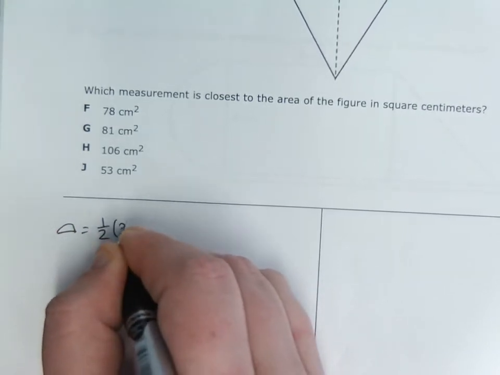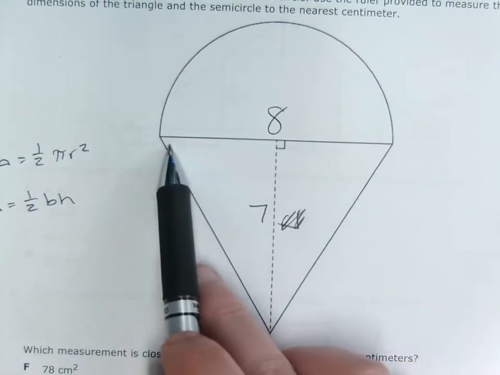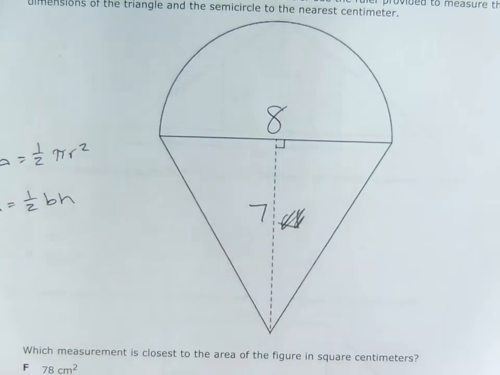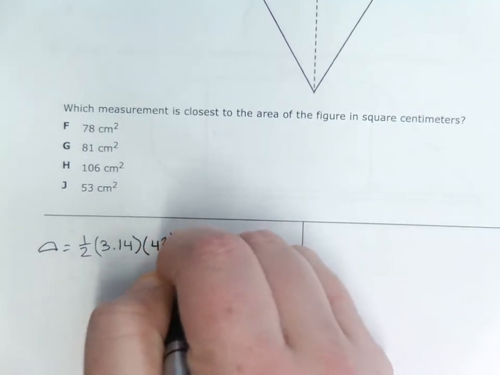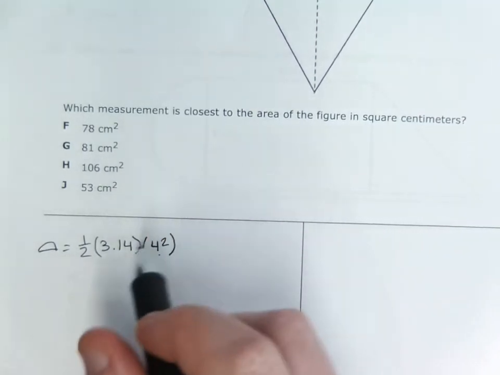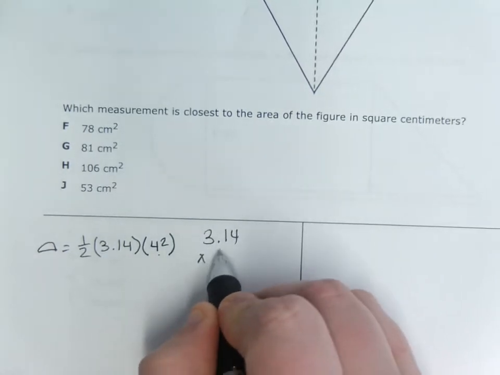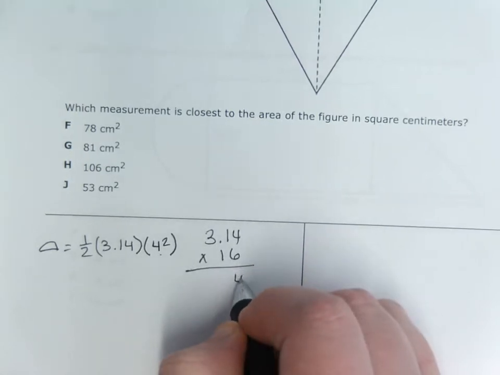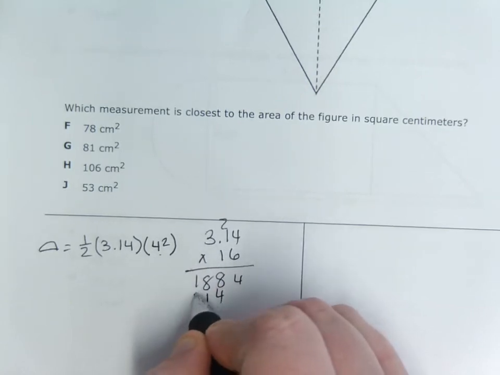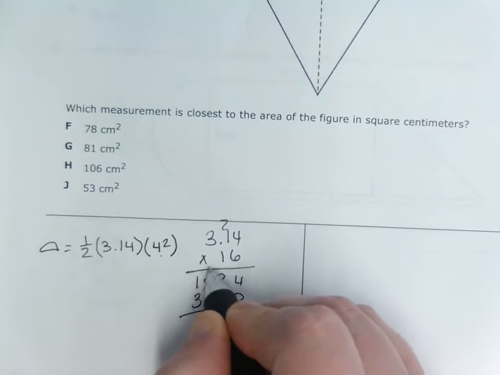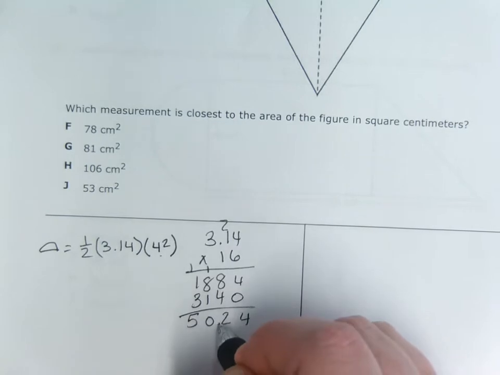1/2 times pi, 3.14, times my radius, okay? So if this is all the way across, that means it's the diameter, so I need half of that. So half of 8 is 4. So we're gonna do 4 here, and then we're gonna square it. 4 times 4 is 16, okay? And then we're gonna do 16 times 3.14. 4 times 6 is 24, 6, 7, 8, 18, 4, 1, 3. 4, 12, 10, 3, 4, 5. Okay, and then we take half of that.